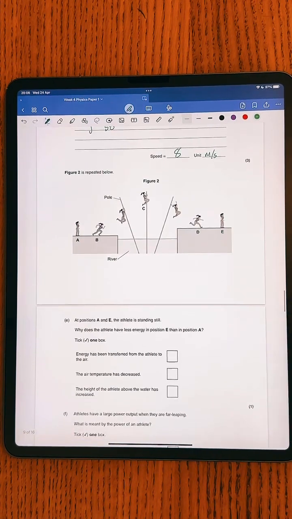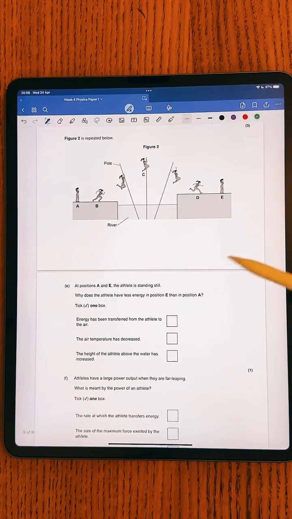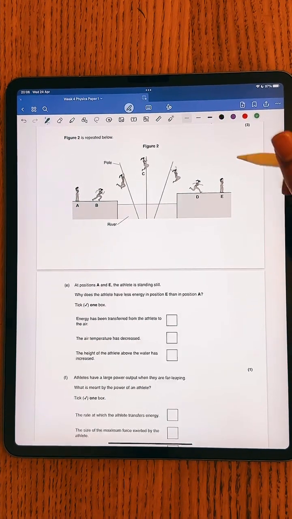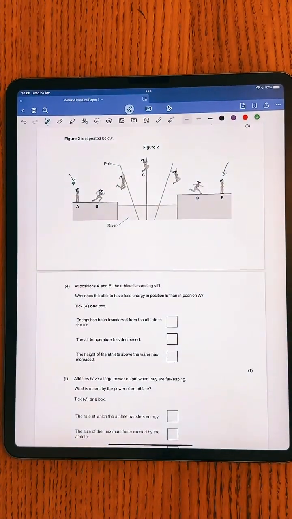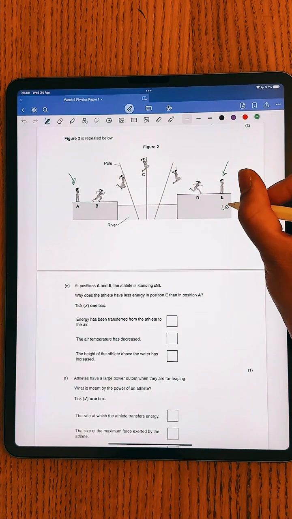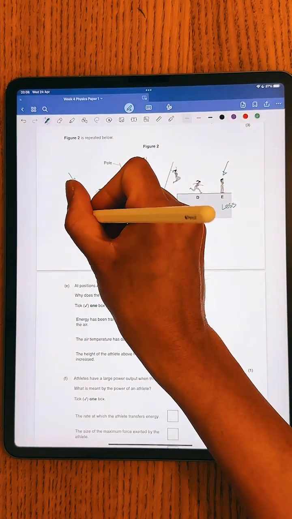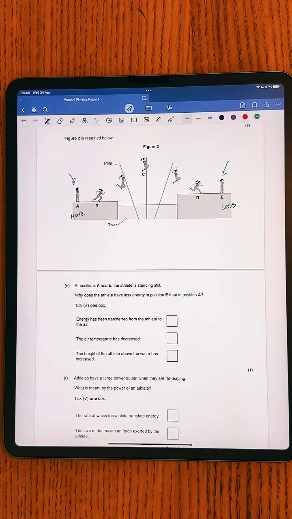Next, figure 2 is repeated below. Okay, so they've done it again. They've shown us the diagram. At position A and E, the athlete is standing still. Okay, so see here, standing still here, they're standing still here. Why does the athlete have less energy here? So they have less energy here compared to here, even though they're standing still at both positions. What would the answer be here?